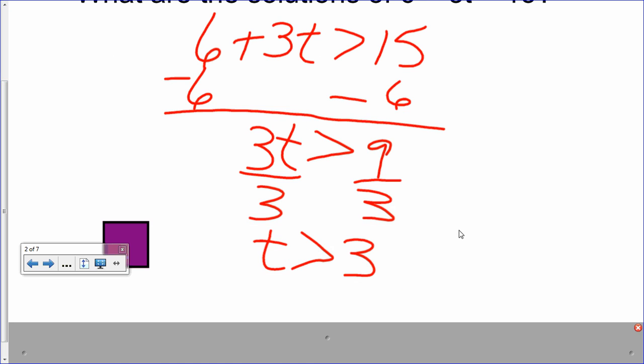If you were asked to graph this on a number line, you would put an open circle at 3, and you would shade to the right.